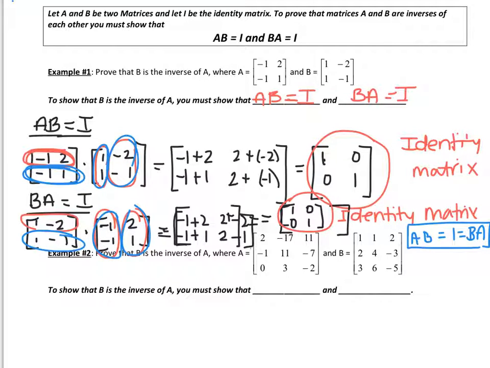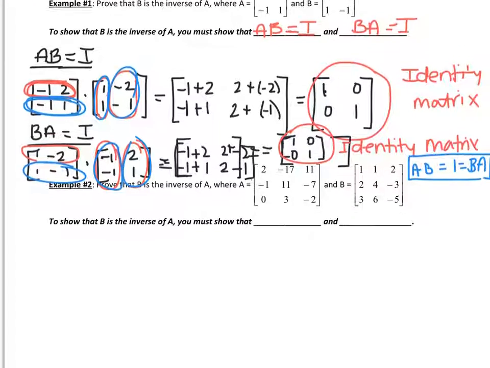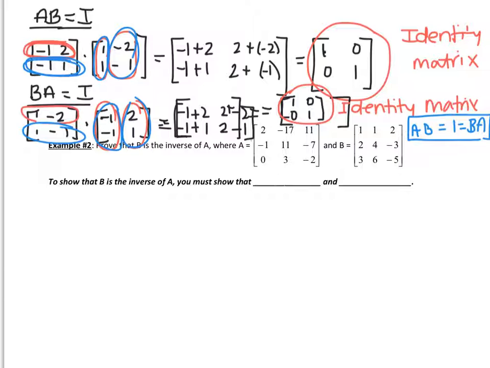Okay, so for homework, I would like you to try the next example. I'd like you to prove that this 3 by 3 matrix, A and B, are inverses of each other, or that B is the inverse of A. So to show that B is the inverse of A, you must show that A times B equals I, and that B times A equals I.